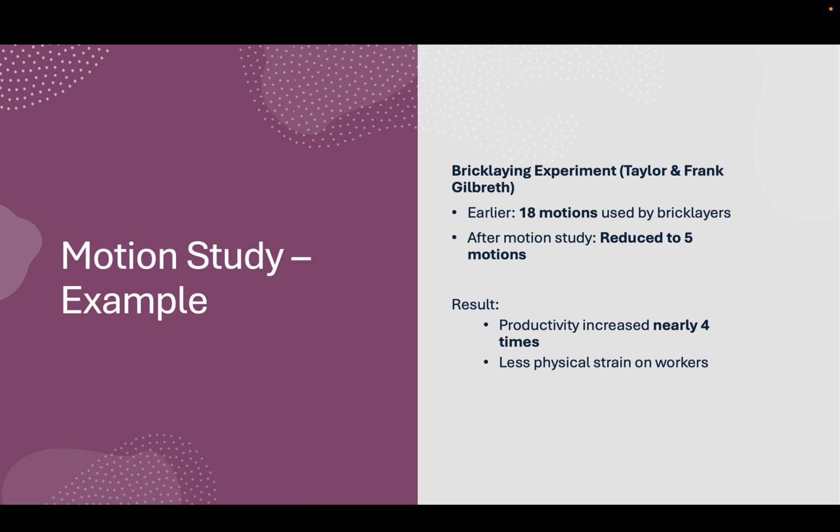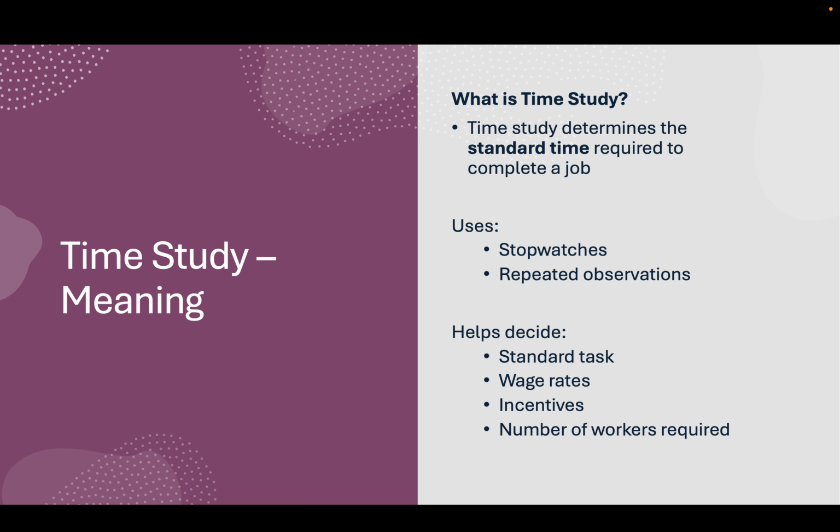Let us understand this with a bricklaying experiment conducted by Taylor and Frank. Earlier, a bricklayer used 18 different motions to lay one brick. This caused slow work and more physical strain. After motion study, the number of motions was reduced to just 5. Unnecessary bending and stretching were eliminated, which resulted in productivity increasing almost 4 times. Workers felt less tired and worked more confidently. This clearly shows how motion study improves efficiency.